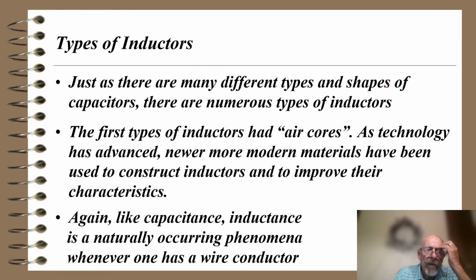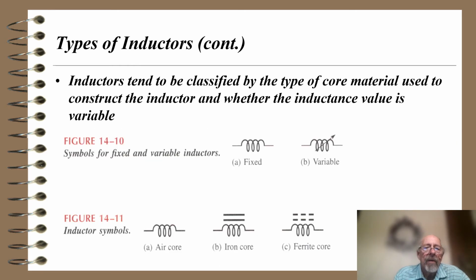So there are all kinds of types of inductors, just like there were for capacitors. The first types of inductors had air cores. As technology has advanced, newer, more modern materials have been used to construct inductors and to improve their characteristics. So again, like capacitance, inductance is a naturally occurring phenomenon whenever one has a wire conductor. And as soon as a wire conductor has current passing through it, it produces a magnetic field around that wire, which is, again, inductance.